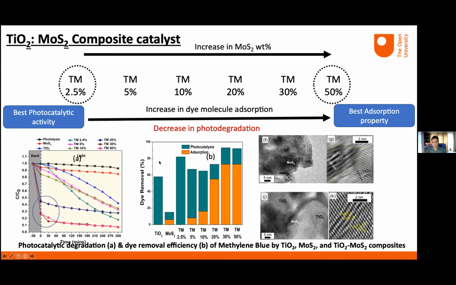So in our particular case, it requires a combination of both: a higher loading of catalyst for absorption, and then a lower loading. When we lower the loading to 2.5%, we will get better photocatalytic activity.